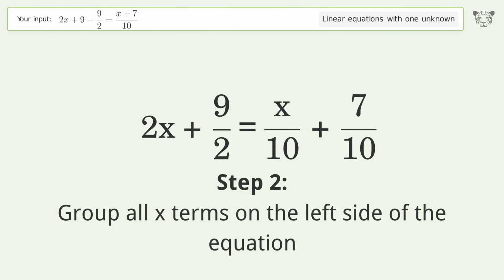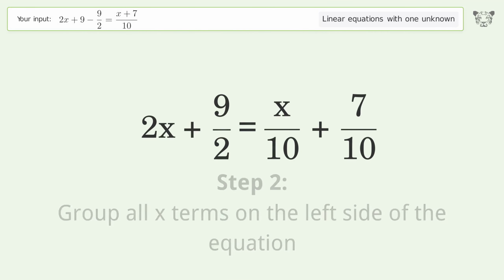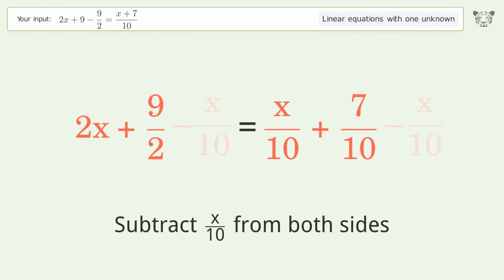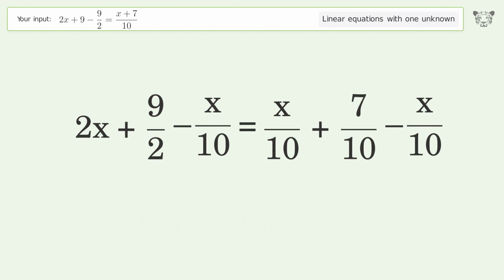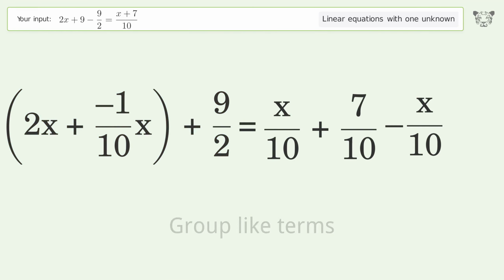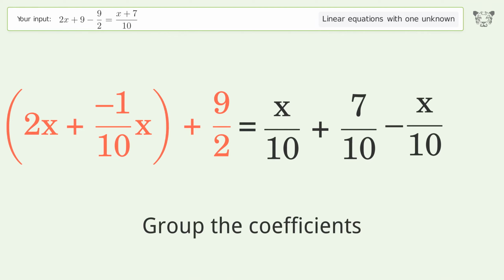Group all x terms on the left side of the equation. Subtract 10/10 from both sides. Group like terms. Group the coefficients.